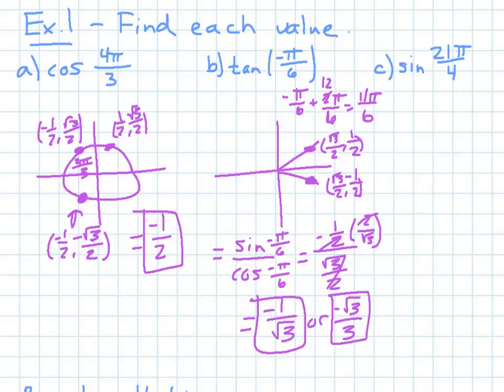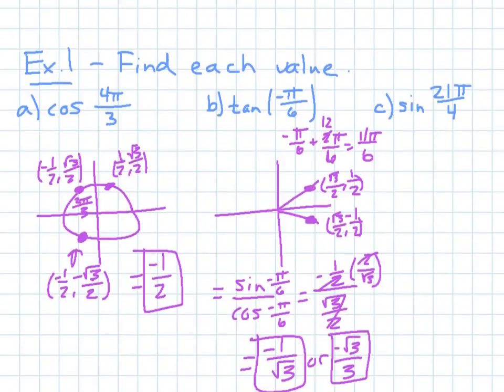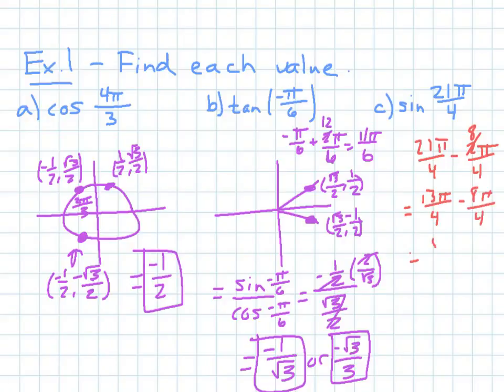Okay? Let's use a different color for this next one. So if I have sine of 21 pi over 4, it might be easier if I got this in between 0 and 2 pi. So let's take 21 pi over 4 and subtract 2 pi from that, same thing as 8 pi over 4. That gives me 13 pi over 4. Okay? Still not in between, so let's do it again. So subtract another 2 pi or 8 pi over 4. It gives me 5 pi over 4.